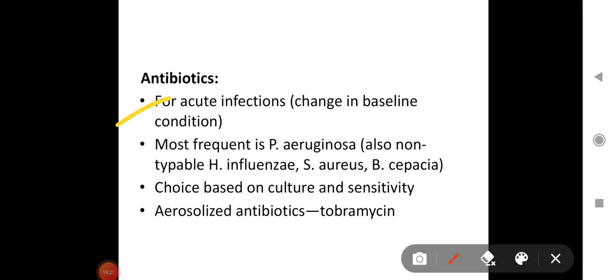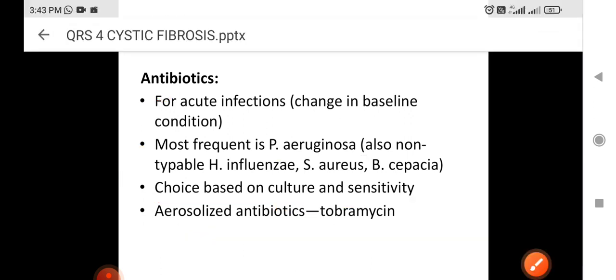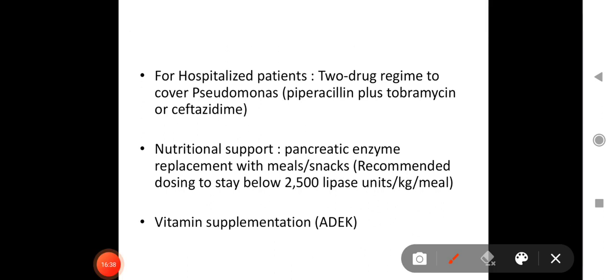Antibiotics for acute infection: the most frequent organism is Pseudomonas aeruginosa, and the choice is based on culture and sensitivity. The aerosolized antibiotic is tobramycin. So which aerosolized antibiotic is used in cystic fibrosis? It's tobramycin. So this is a good MCQ question. For hospitalized patients, a 2-drug regimen to cover Pseudomonas, that is piperacillin plus tobramycin or ceftazidime, is used.